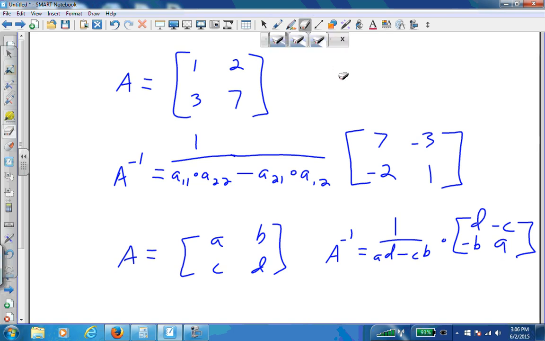I'm sorry. Now that I go back and look, we don't swap these. They stay in the same place. We just change the signs. So minus C, minus B. So these shouldn't be swapped, just the signs changed. The diagonal from left to right going down swaps. The diagonal going up from left to right just changes the signs.